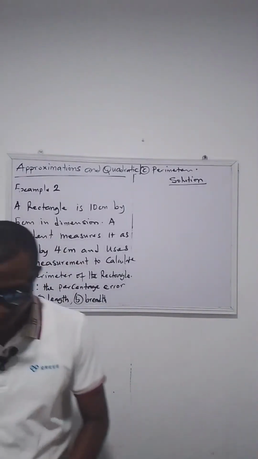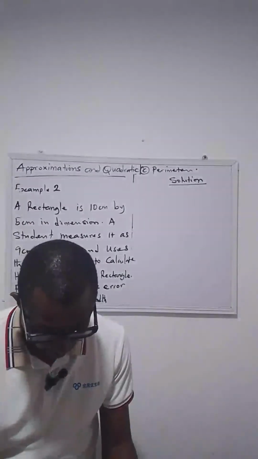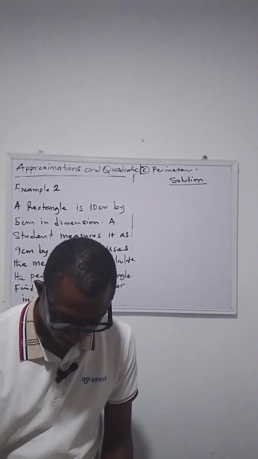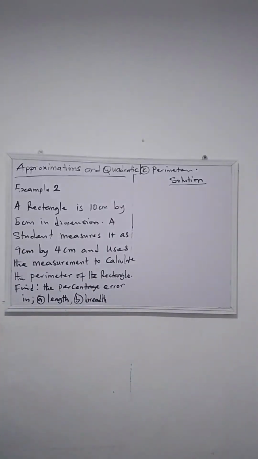Okay, now this is the next question. This question is under approximation. Okay, so let's look at the question. Now, a rectangle is 10 centimeter by 5 centimeter in dimension. A student measures it as 9 centimeter by 4 centimeter and uses the measurements to calculate the perimeter of the rectangle. Now, you have to find the percentage error in the length, the breadth, and the perimeter.